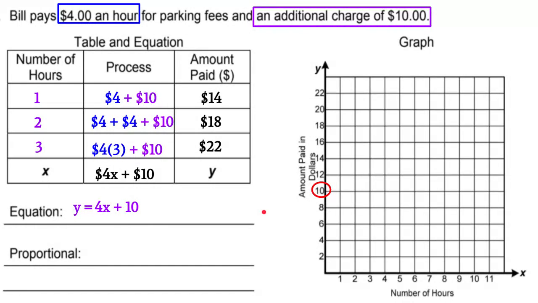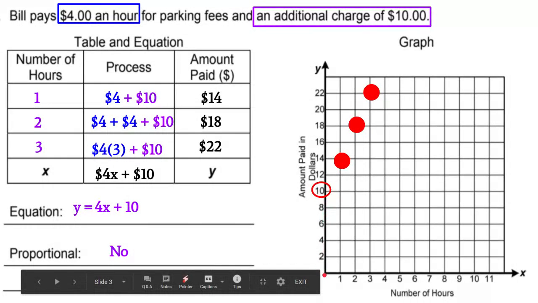When I'm ready to graph, I'm not starting at (0, 0). I'm starting at $10, which was that additional charge. And then after 1 hour, it will cost $14. After 2 hours, $18, and so forth. So if I don't park a whole hour, I still have to pay that $10 additional fee. So now this shows it is not proportional because it does not go through my origin.